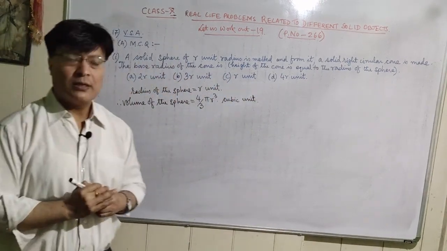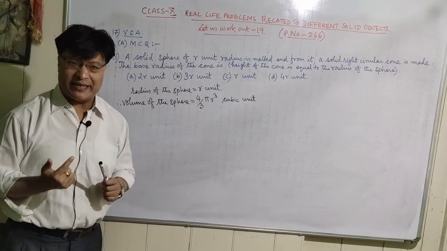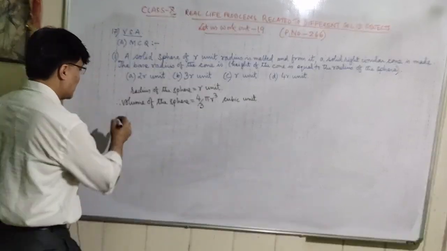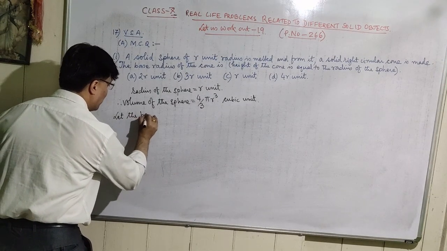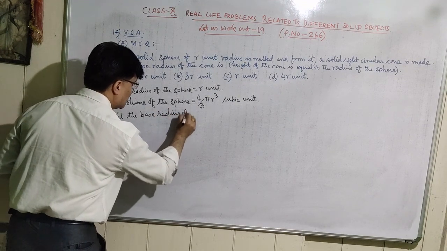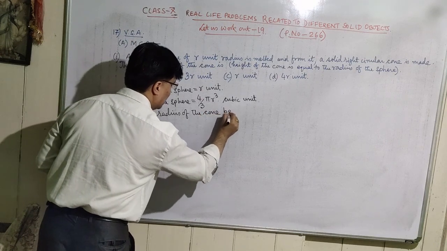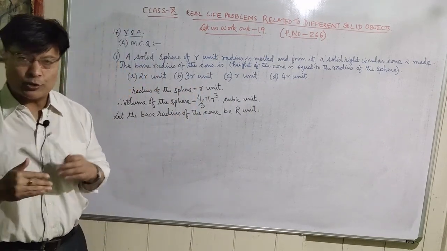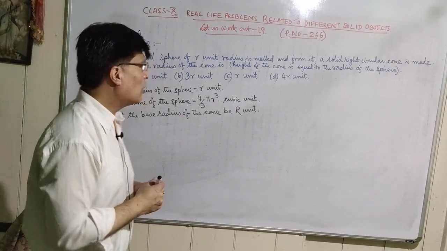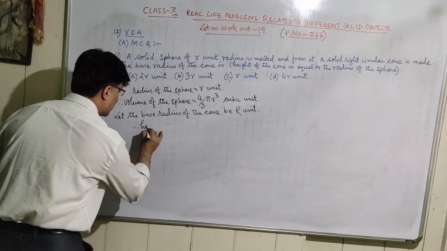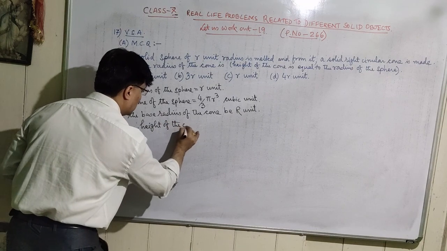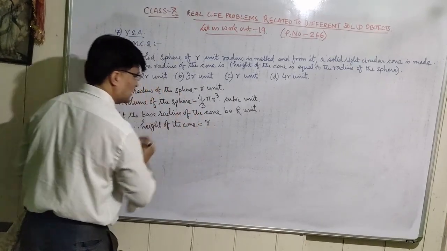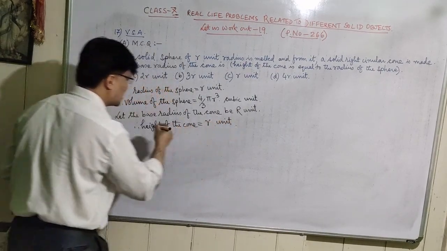Is that clear now? So now this sphere is melted and a right circular cone is made whose height is equal to the radius of the sphere. So in this case you have to find out the base radius of the cone. Let the base radius of the cone be R unit. You know what type of figure the cone is, isn't it? Now what is the height of the cone? Therefore height of the cone by question is equal to the radius of the sphere. That means height of the cone is equal to R unit, the radius of the sphere.